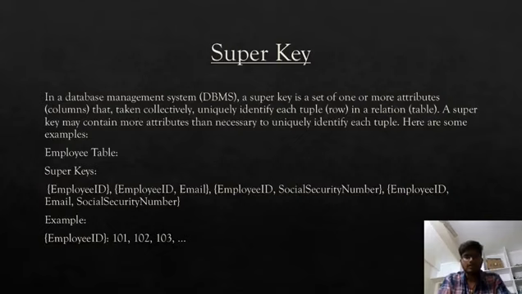Here the employee ID is present for one entity, and for another entity it is also an attribute, and for another entity it is also an attribute. So employee ID is a super key. In the same way, social security number would also be a super key of that employee table.